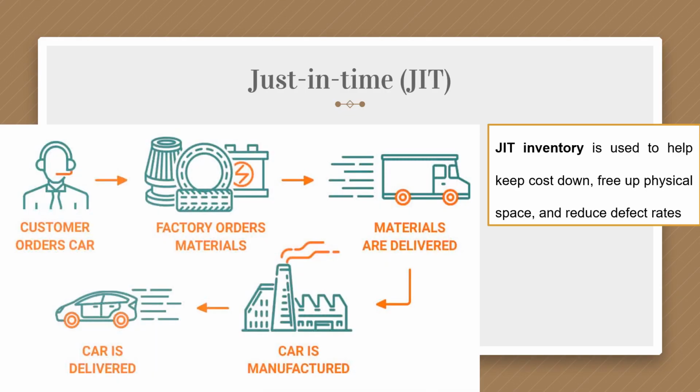Lastly, the last approach is just-in-time inventory, or JIT. JIT inventory is used to help keep costs down, free up physical space, and reduce defect rates. Normally, there is a range of JIT, or just-in-time inventory adoption. The highest, or optimal level of it, is when we have free physical space. We have no inventory.